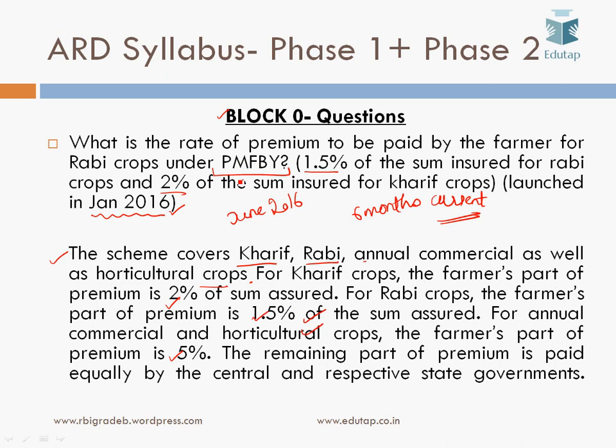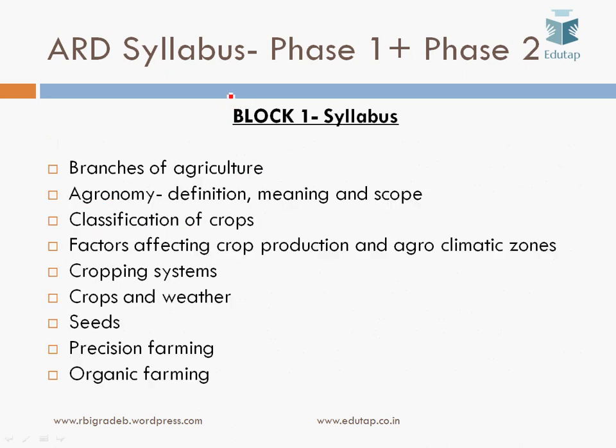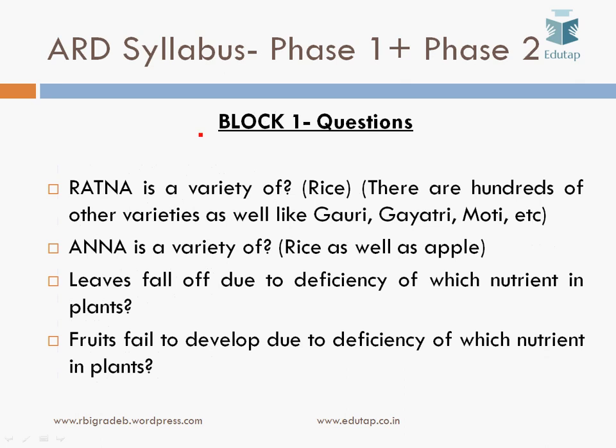Now let's see the questions that were asked in the previous year paper of 2016 based on block 1. Now the syllabus for block 1 is as follows: branches of agriculture, agronomy, classification of crops, the factors affecting crop production, cropping systems, crops and weather, seeds, precision farming and organic farming. Let's see the questions. The first question is, Ratna is a variety of? Now the correct answer is rice.